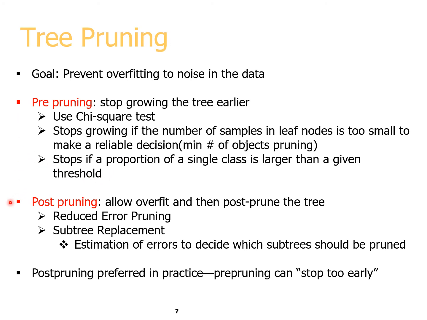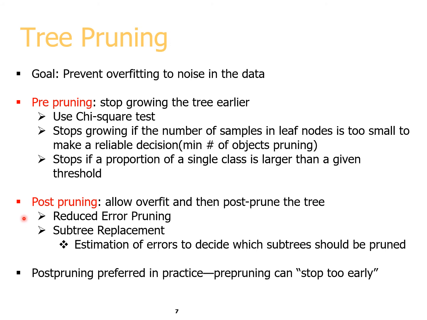The second pruning method is post-pruning. In post-pruning, you grow your decision tree in full, all the way to the end. And then after that, you cut some branches of the decision tree. That's how post-pruning works. There are a couple of methods in post-pruning. We're going to cover these two, reduced error pruning and sub-tree replacement, in this chapter.